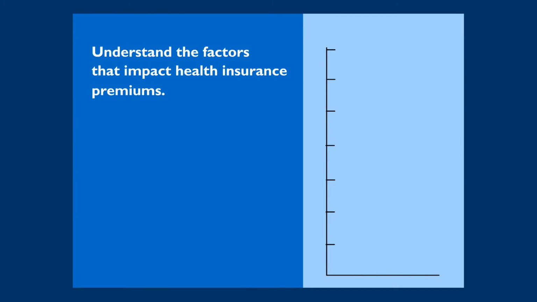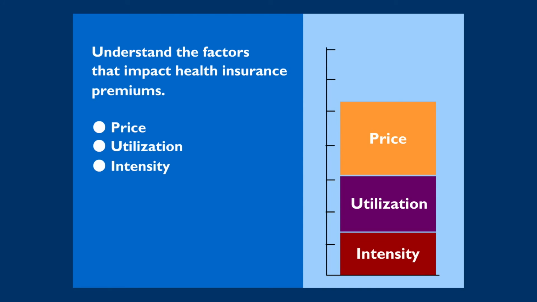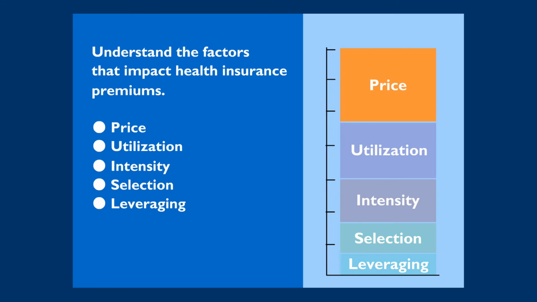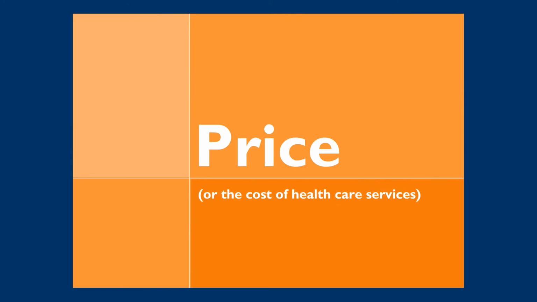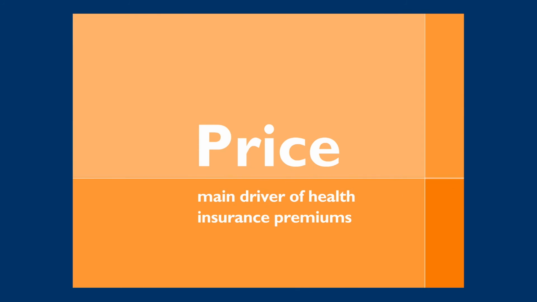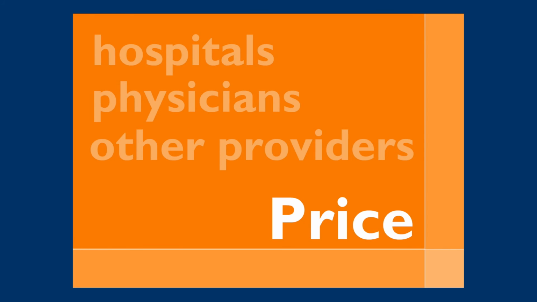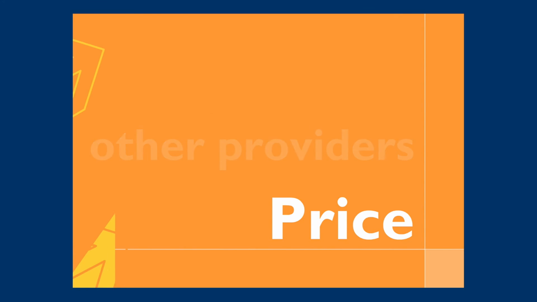To answer these questions, it's important to have an understanding of the factors that impact health insurance premiums: price, utilization, intensity, selection, and leveraging. Let's start with price. Price, or the cost of healthcare services, is a main driver of health insurance premiums. Price includes what insurers pay out in benefits on behalf of their members to hospitals, physicians, and other healthcare providers for services and prescription drugs.